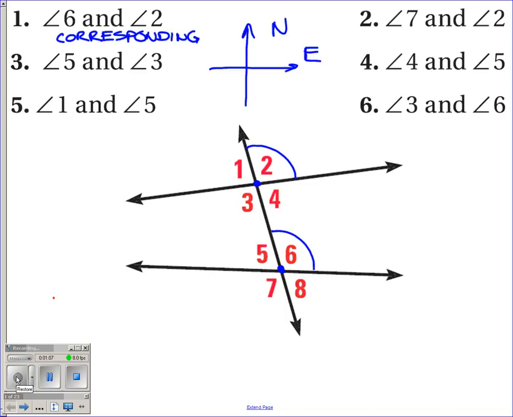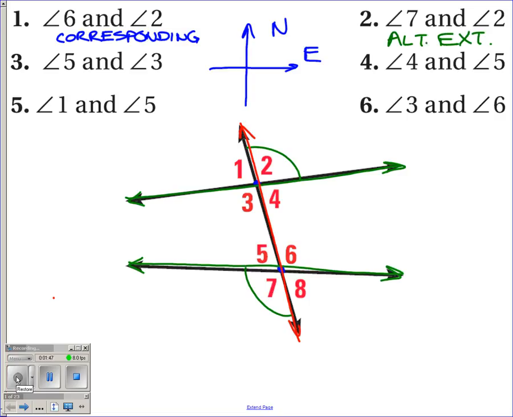Now, take a look at number 2. Number 2, it says angle 7 and angle 2. Well, let's see how angles 2 and 7 are related. Well, they're both exterior. They're both outside the two lines that are marked here. All right? So this is exterior to those two, and they're on opposite sides of this transversal that's cutting across. So these are going to be alternate exterior.